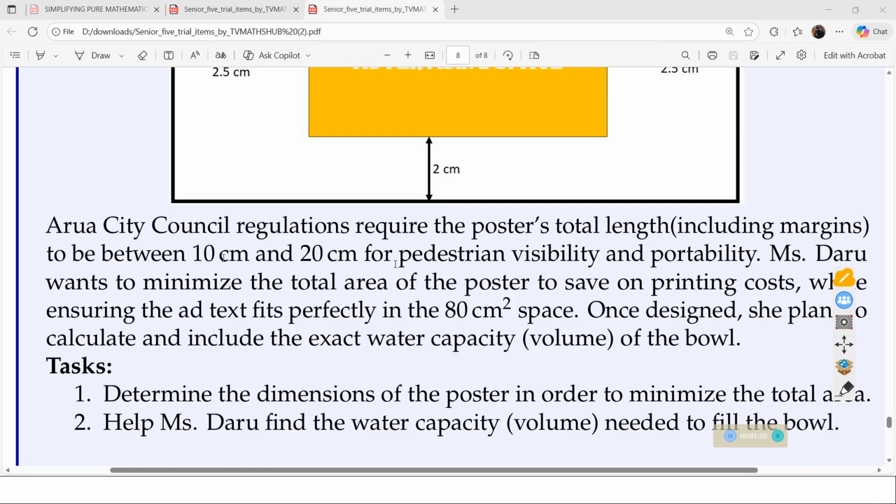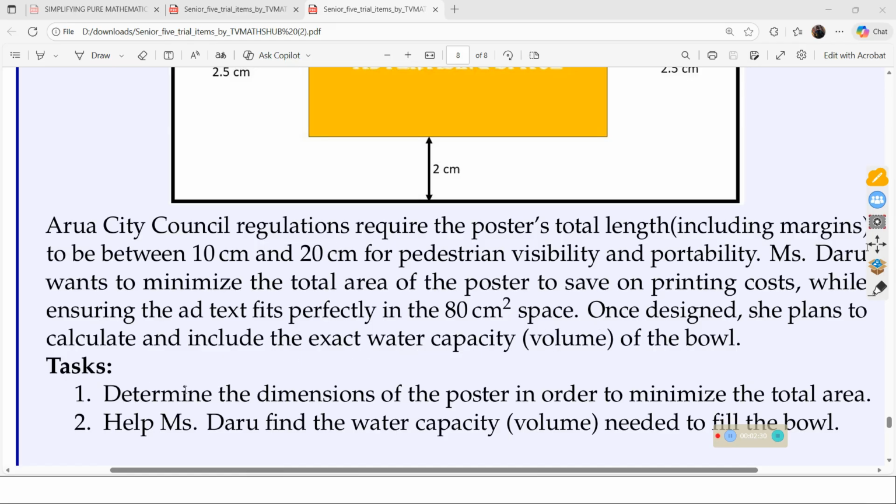Next, we are told that Arua City Council regulations require the poster's total length, including margins, to be between 10 centimeters and 20 centimeters for pedestrian visibility and portability. Mrs. Daru wants to minimize the total area of the poster to save on printing costs, while ensuring the ad text fits perfectly in the 80 centimeter squared space. Once designed, she plans to calculate and include the exact water capacity or volume of the bowl.